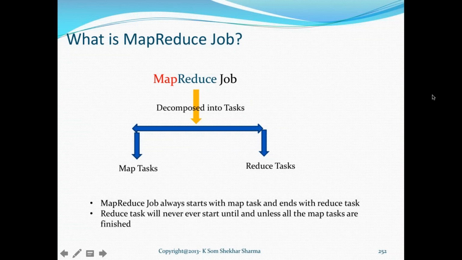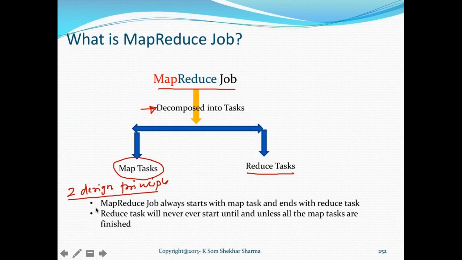When you talk about a MapReduce job, a MapReduce job is decomposed into tasks, and there are two kinds of tasks: map tasks and reduce tasks. In a MapReduce job you have only these two kinds of tasks, and these are the two design principles. A MapReduce job always starts with a map task and ends with zero or more reduce tasks.